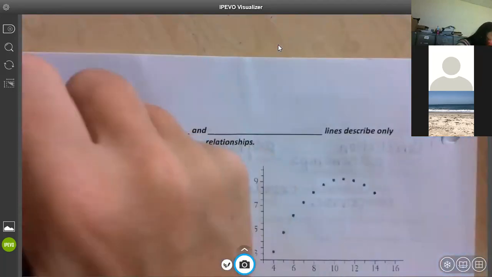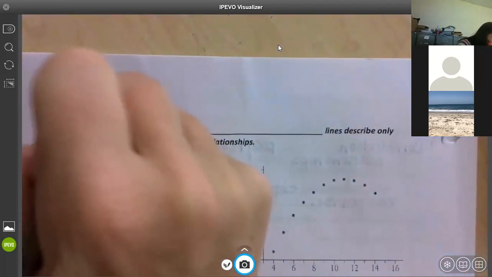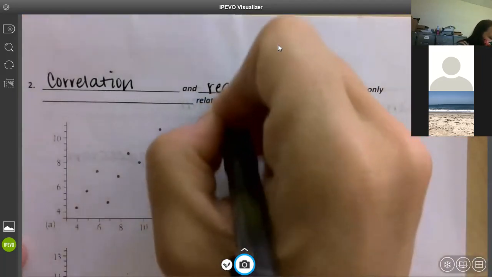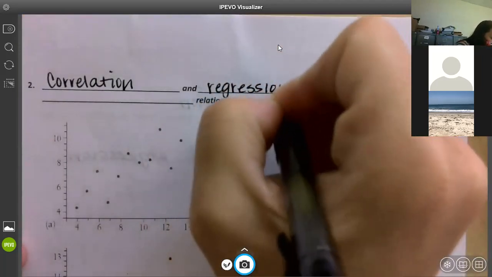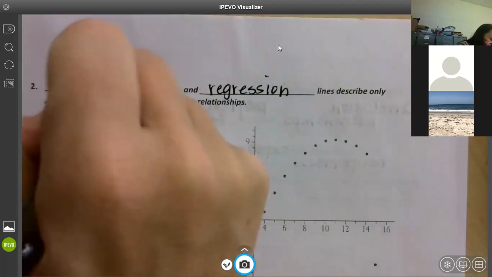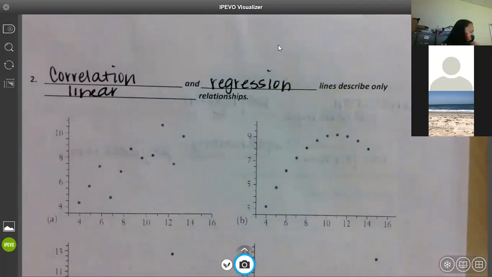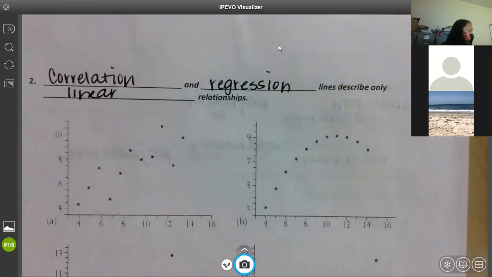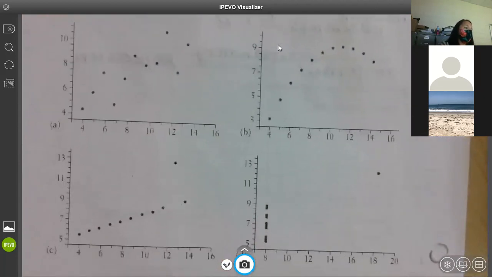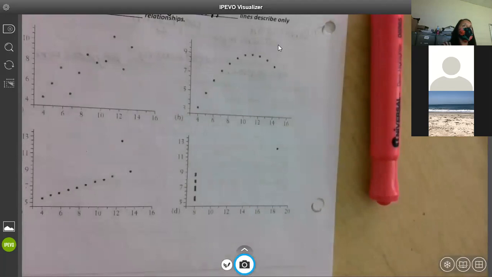Correlation and regression. If you can't see it, I'll move it in just a minute. Correlation and regression lines describe only linear relationships. Okay, so we're going to look at all of these graphs. We're going to write one more thing on this page, okay? So here's all of your graphs.